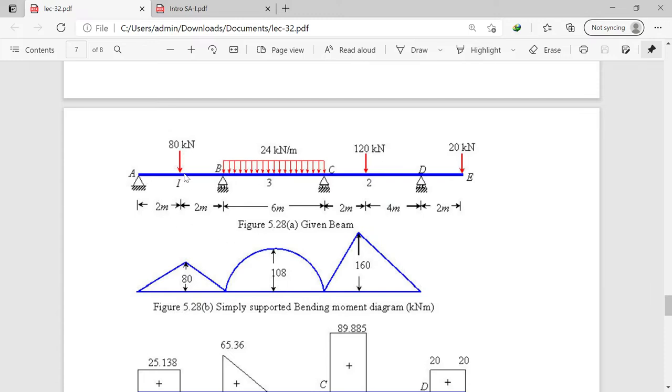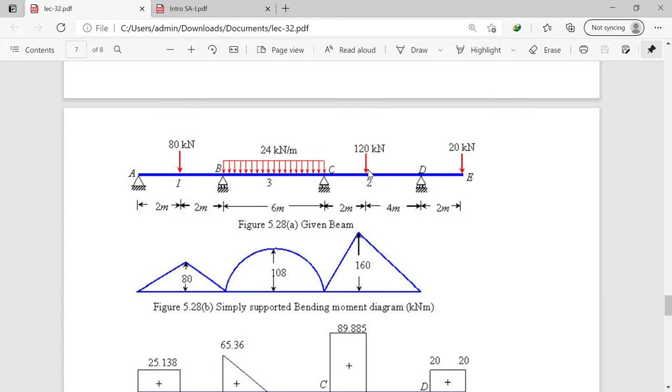What will be the sagging bending moment for span AB? It will be equal to WL by 4, that is 80 into 4 divided by 4. The answer will be 80. Now what is the bending moment for BC, as it is a UDL? The answer is WL square by 8. So 24 into 3 square by 8, that is 108.